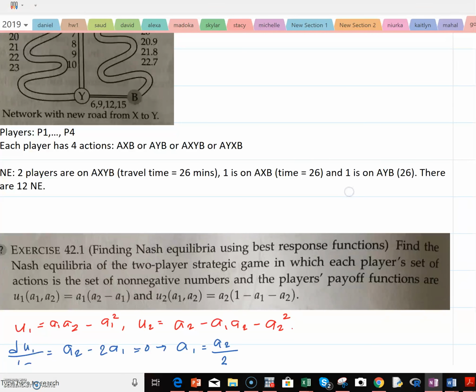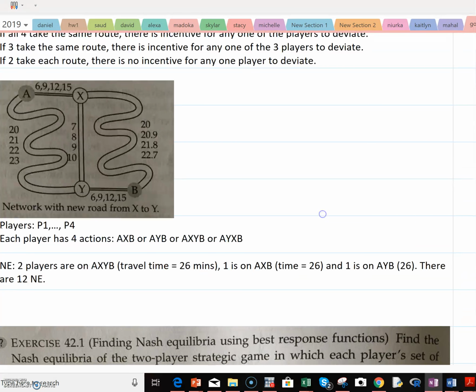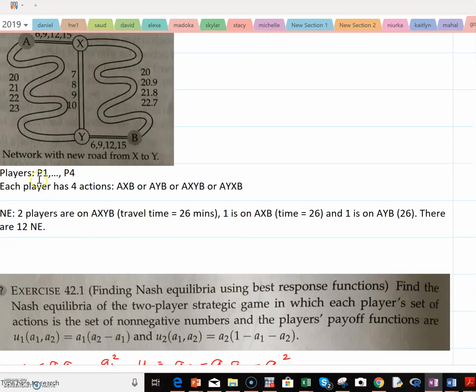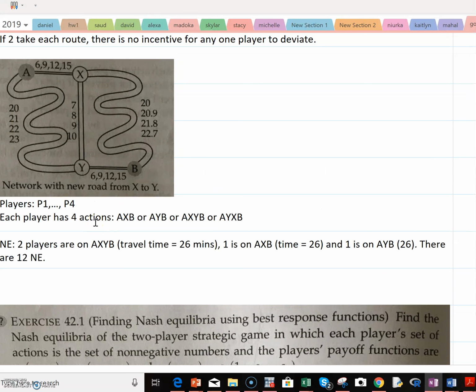Now, the next question here is this. If there is a bridge from X going to Y, then there will be four players, player 1 to player 4, and each player now has four actions: AXB, AYB, AXYB, and AYXB. AXB would be this, AYB would be this, AXYB would be this, AYXB would be this, which is obviously longer.